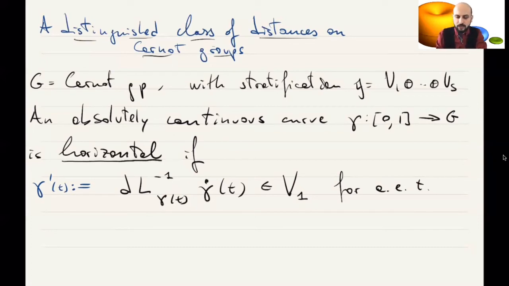Notice that one can equivalently say you have a subspace at the identity and define the left invariant tangent bundle that coincides at the identity with V1, and then gamma is horizontal with respect to this subbundle of the tangent bundle. All right, so now we are ready for the geometry, because now we fix a norm on V1. Now, let's introduce the Carnot-Carathéodory distances.